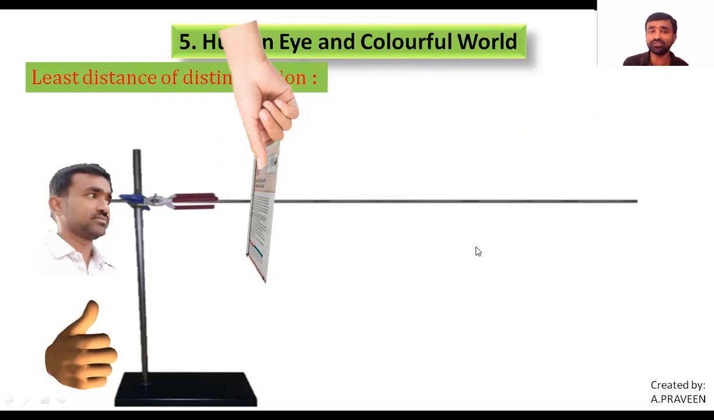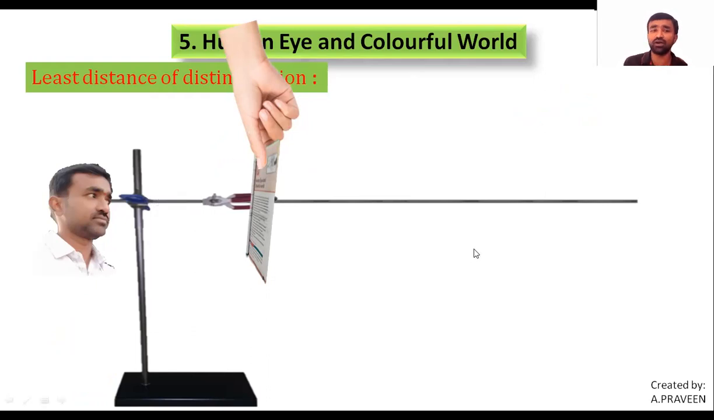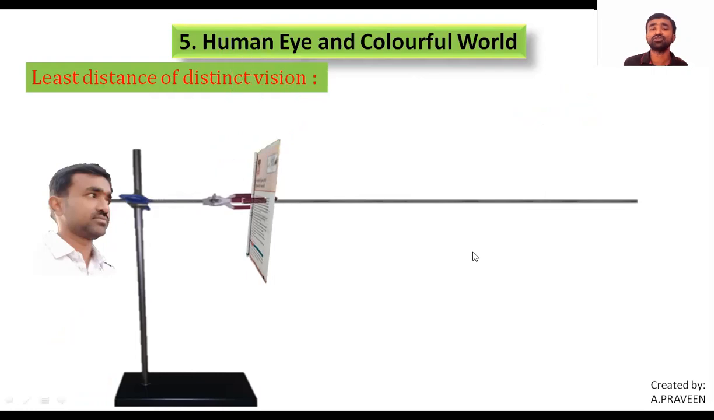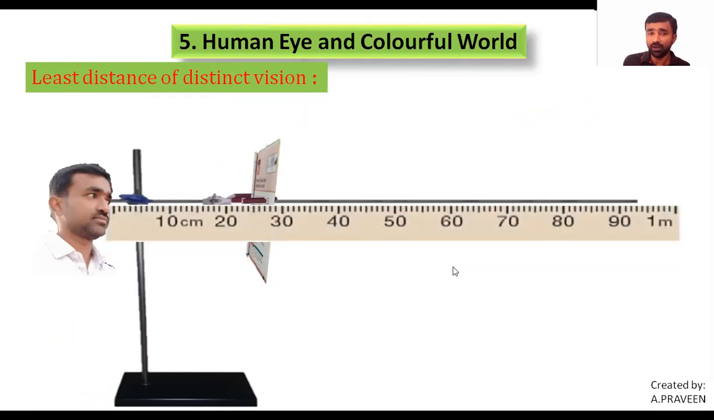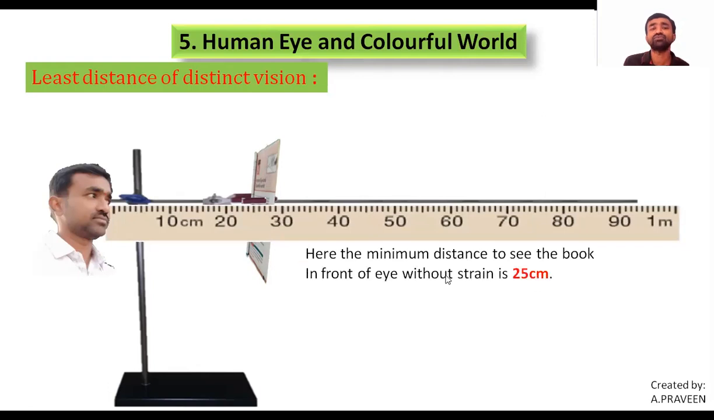Then you have to fix the textbook at this position. So fix it on the horizontal rod. Then ask your friend to measure the distance. Don't move your position. You fix your position at that place only. Then ask your friend to measure the distance between your eye and the textbook using the scale here. So I am measuring the distance. What I got here is 25 centimeters between my eye and the textbook.